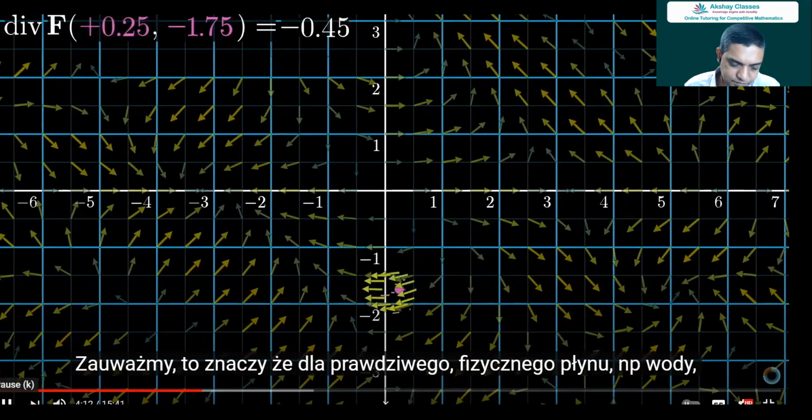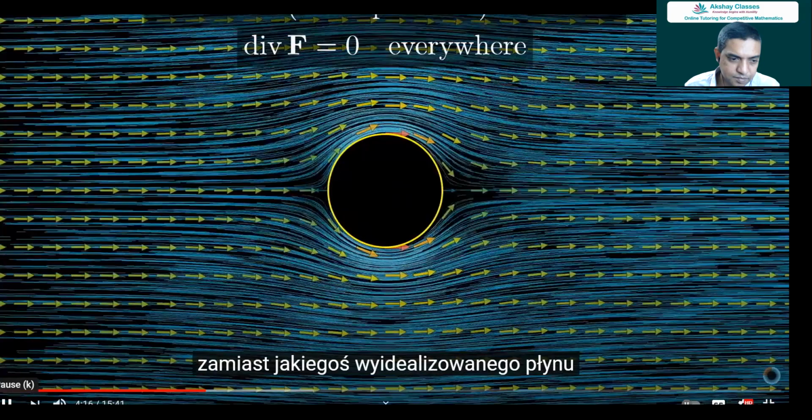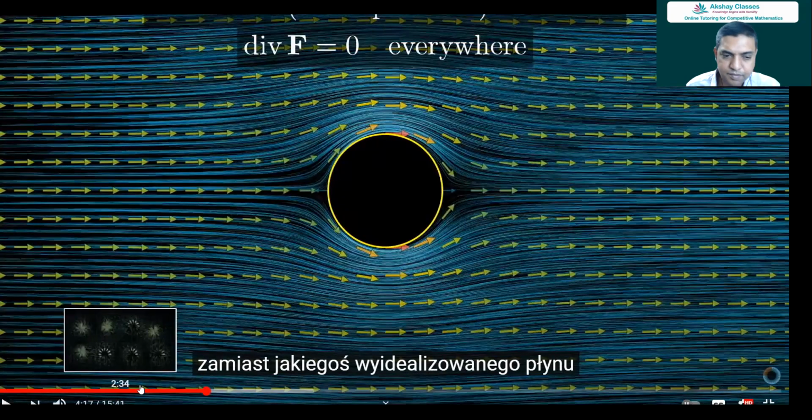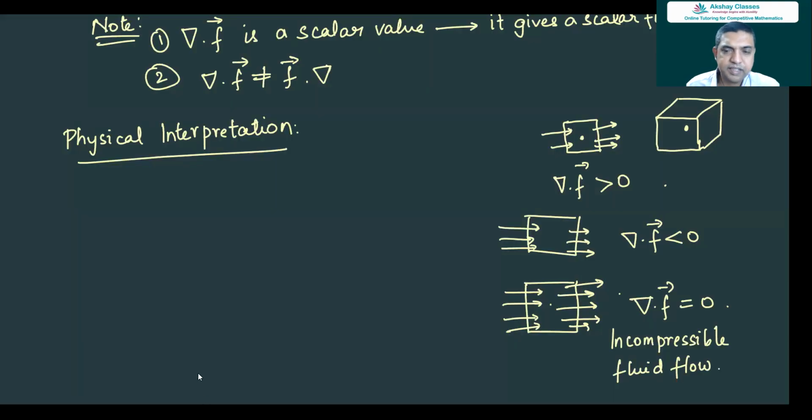Notice, this means that for an actual physical fluid, like water, rather than some imagined one used to illustrate. So that's the connotation of divergence. So divergence represents many things.